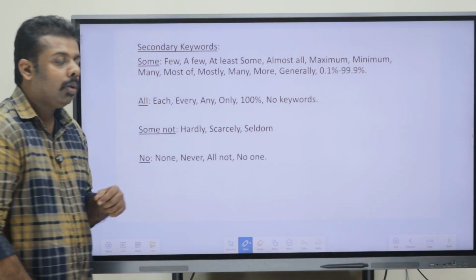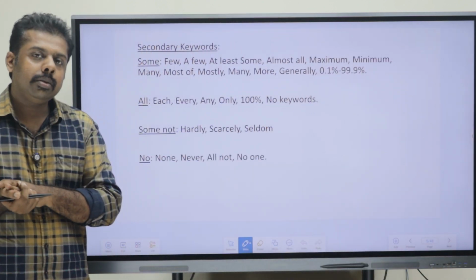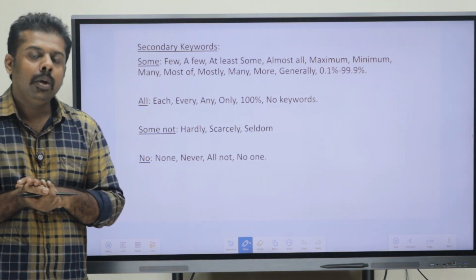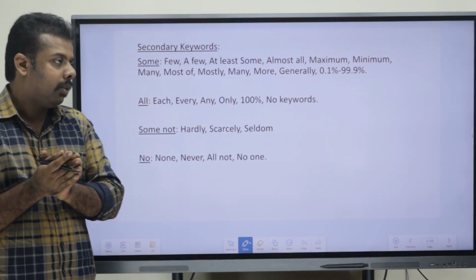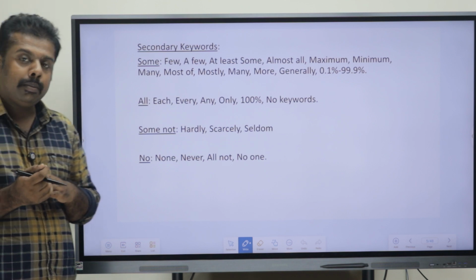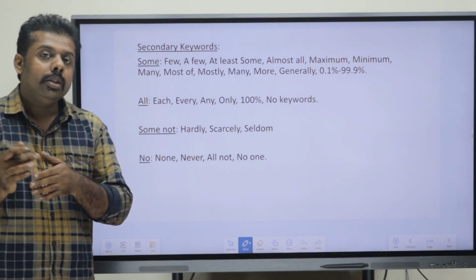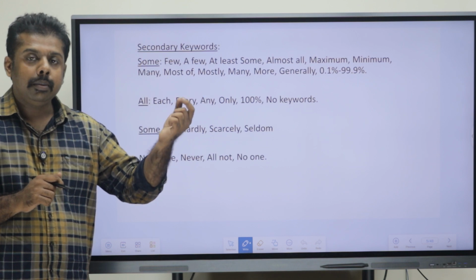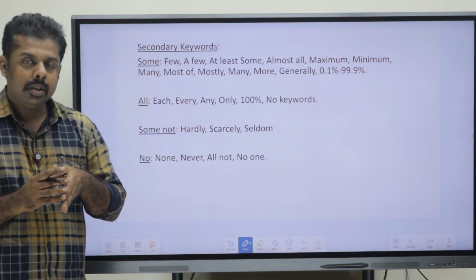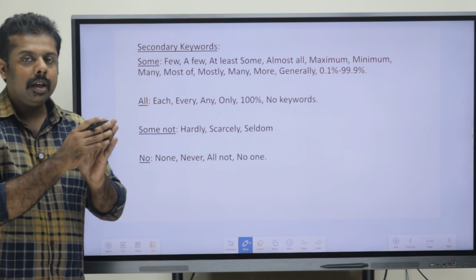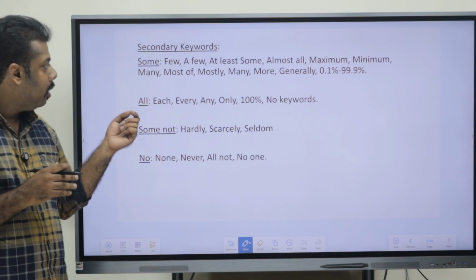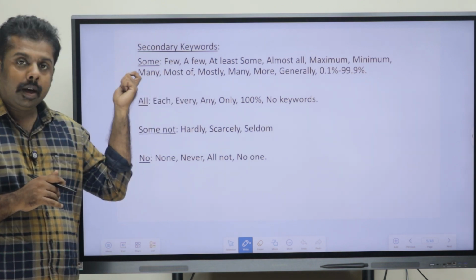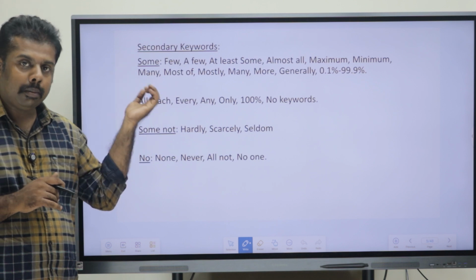So these are the primary keywords, but instead of them, secondary keywords also could be used. So we also need to be aware of that as well. First we are going to start with some. Some has the majority of secondary keywords. So some could be related as few. If a statement has few A or B, we have to understand that it is basically connected to some. Now few is there, a few is also there. So both of them basically mean the some keyword.